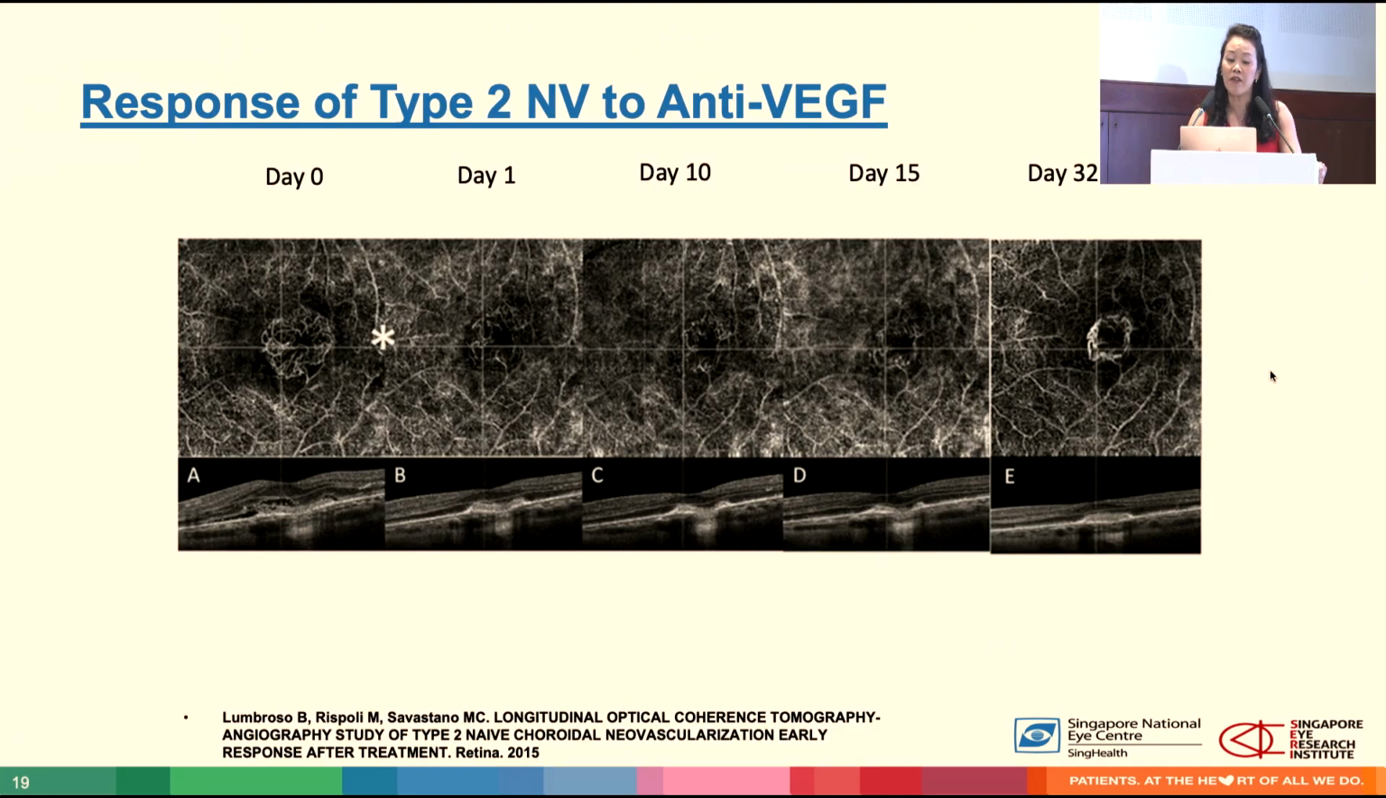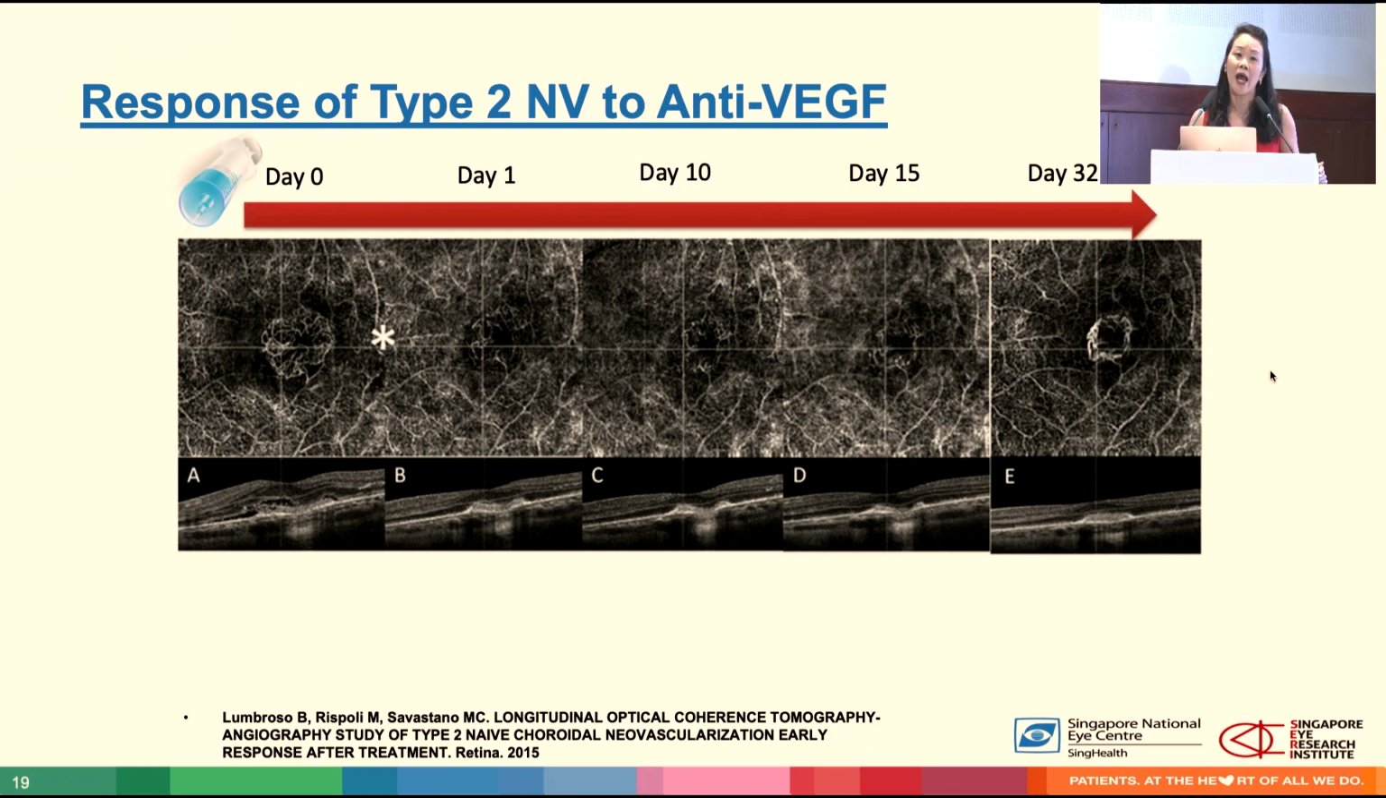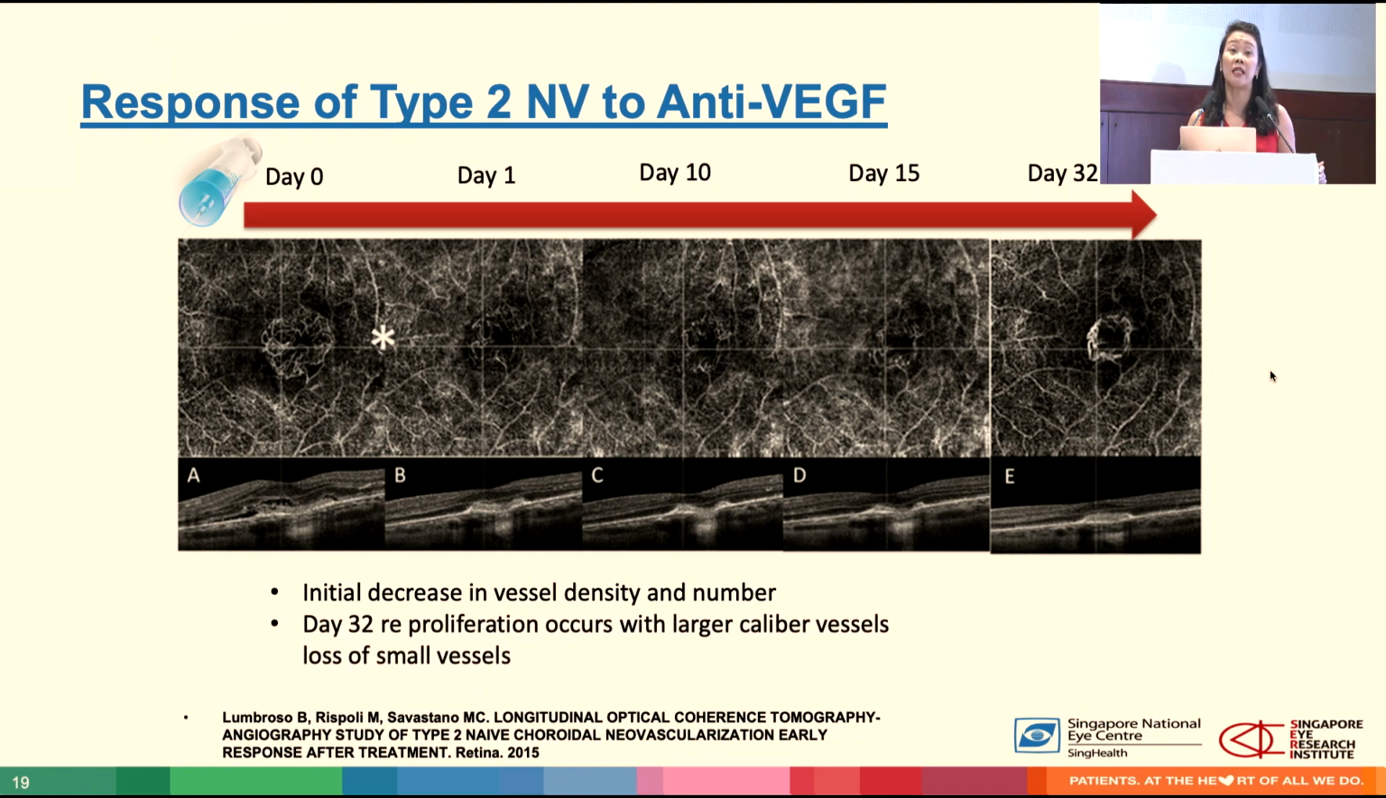And you can see even when they did OCTA at day 1 all the way to day 32, the reason why we start needing to get injections at month 1 is because the lesion regresses but starts to reform by the time you get to day 32. And as rightly pointed out by previous speakers, you may be able to see recurrence of the vessels even before the leakage happens on OCT.